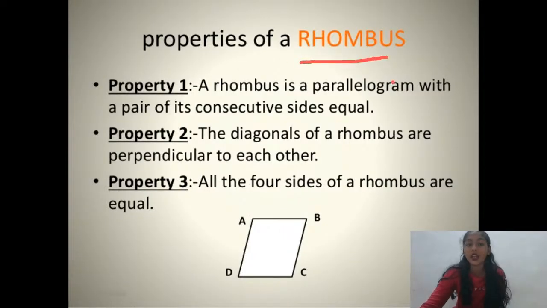Properties of rhombus. Most of the students get confused between rhombus and square. So now let's clarify our doubts. A rhombus is a parallelogram with a pair of its consecutive sides equal. The diagonals of a rhombus are perpendicular to each other. All four sides of a rhombus are equal. So these two properties of rhombus and square are equal. But this is not. So keep this in mind that property 1 is very important for a rhombus. What is the first property of rhombus? It is a parallelogram with a pair of its consecutive sides equal.